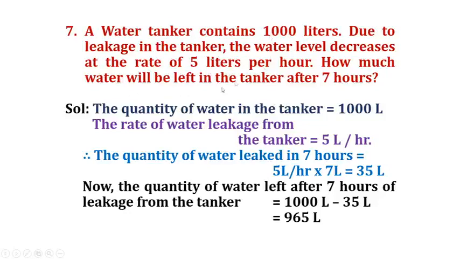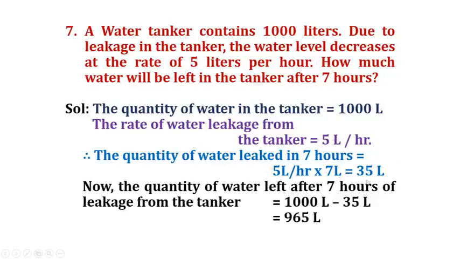So actually the quantity of water in the tanker is 1000 liters. The leakage of the tanker is 5 liters per hour. Per hour the water is leaking 5 liters here. In 7 hours how many liters of water will leak? So 5 into 7, 35 liters will leak.